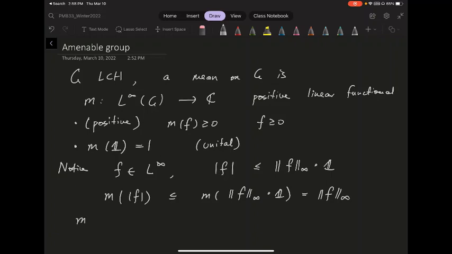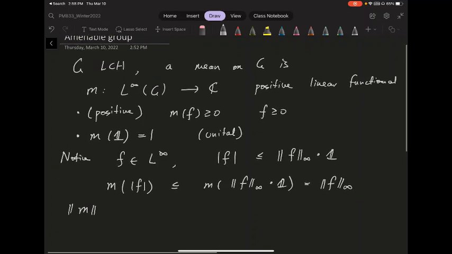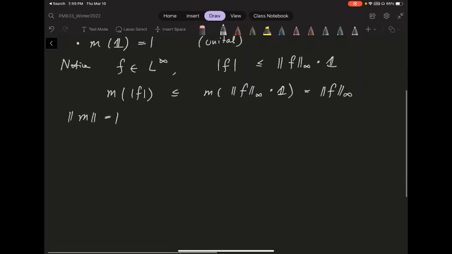So you can convince yourself about the operator norm whenever you have a functional here. Technically you don't need to assume it to be continuous in the first place. Assuming it's positive, unital and linear, then the operator norm is going to be equal to 1. So your m is always a continuous linear functional. Okay, so this is just one thing.